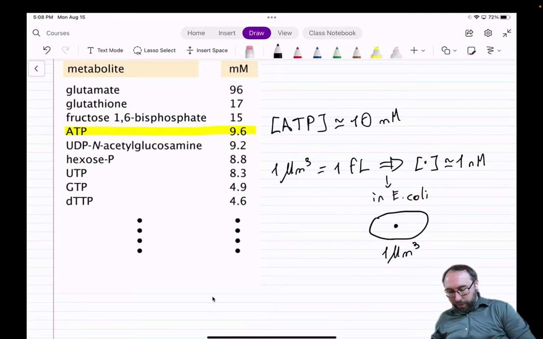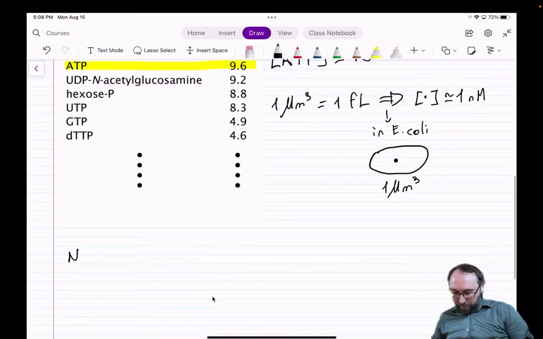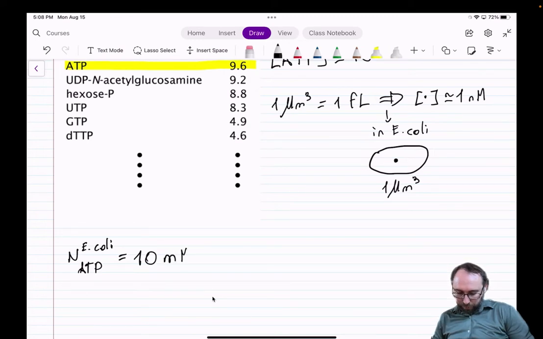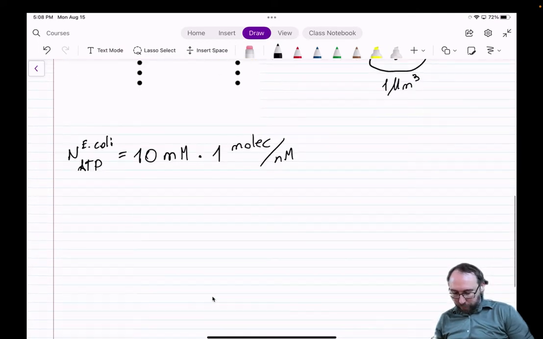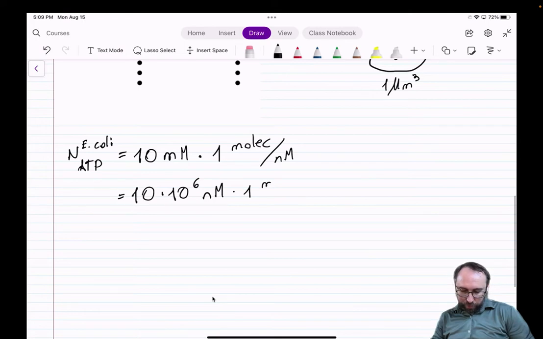Okay, so what does this tell us? This tells us that the number of ATP molecules in E. coli is then what? It's 10 nanomolar, millimolar, sorry, times 1 molecule per nanomolar. Okay, what's 10 millimolar? 10 millimolar is 10 times 10 to the 6 nanomolar times 1 molecule per nanomolar, which is on the order then of 10 to the 7 ATP molecules.